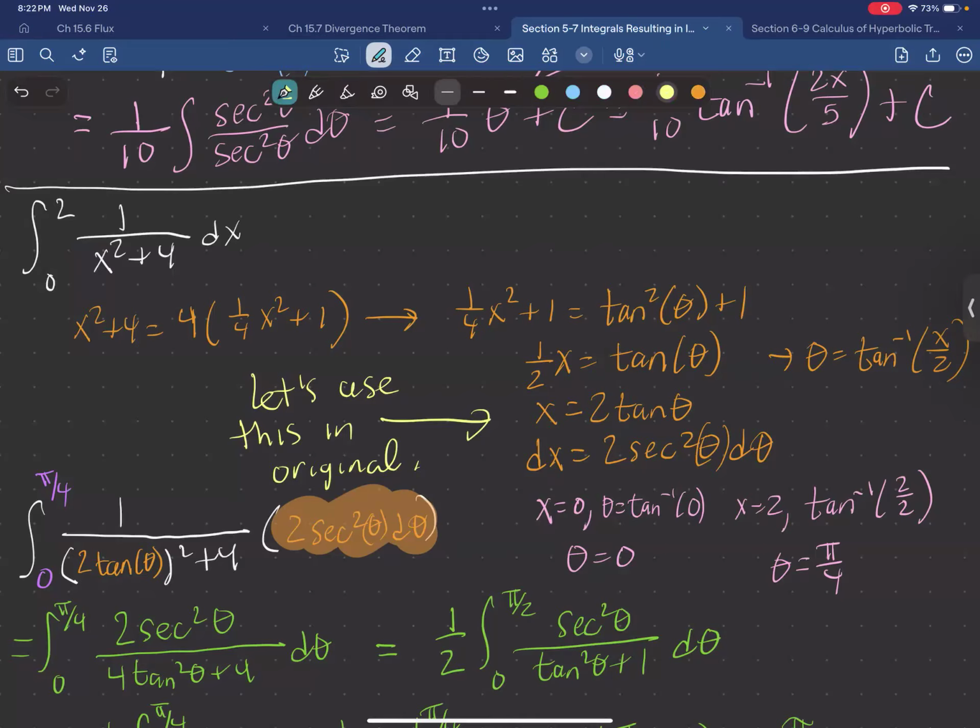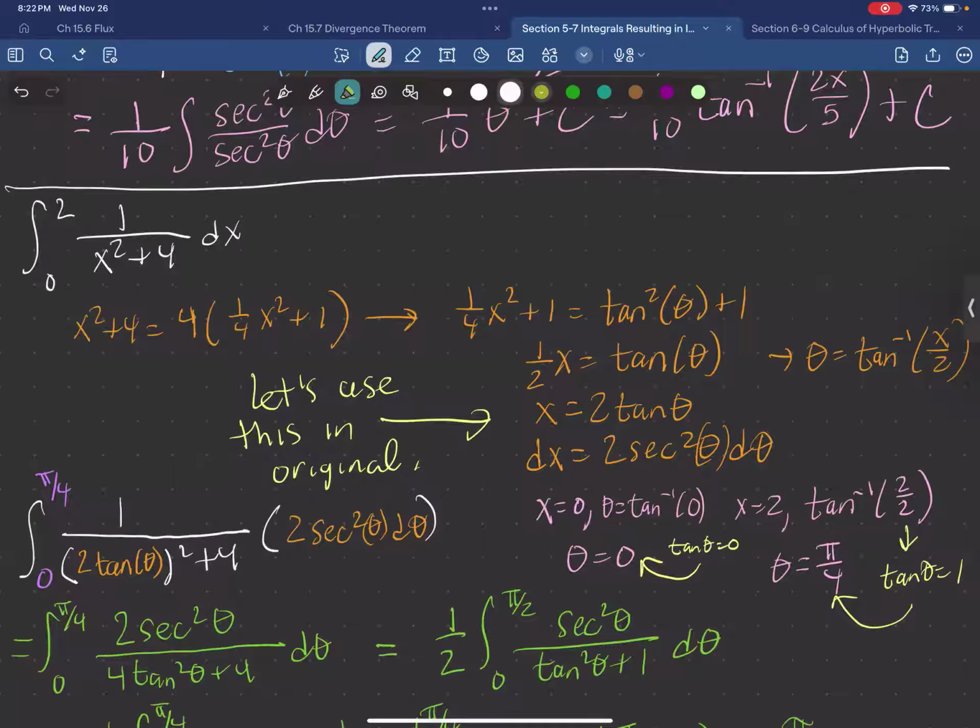And I redid my limits. When x equals 0, theta equals tangent inverse of 0. When does tangent theta equal 0? It equals 0 when theta equals 0. When I plug in 2, I got, when does tangent theta equal 1? That happens when theta equals pi over 4. So that allows us to change our limits over here to 0 to pi over 4.